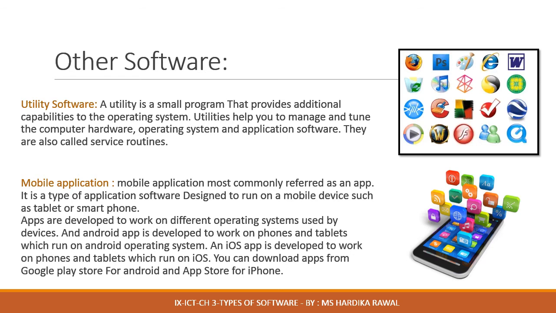Apps are developed to work on different operating systems used by devices. An Android app is developed to work on phones and tablets which run on Android operating system, whereas an iOS app is developed to work on phones and tablets which run on iOS. You can download apps from the Google Play Store on Android phone and App Store on the iPhone.